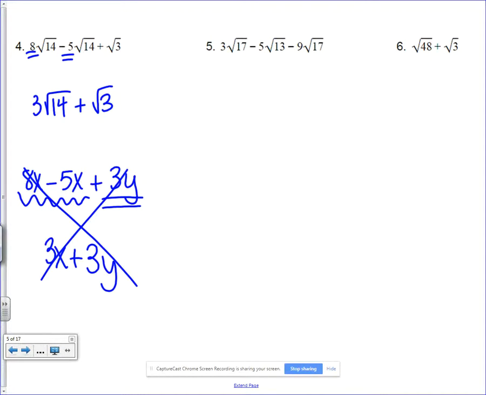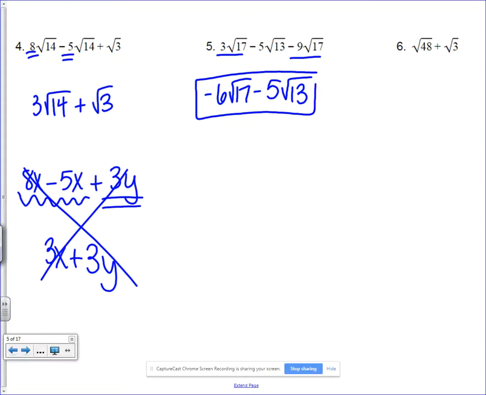All right, take a look at number 5. What can I put together there? The 17s. Now that says 3 radical 17s minus 9 radical 17s. Negative 6 radical 17s. 5 radical 13s. Do you think it matters the order in which I put those radicals? No, I could also write it with the minus 5 radical 13 first, and then the minus 6 radical 17. Everybody okay with that? We sure. So what about number 6?